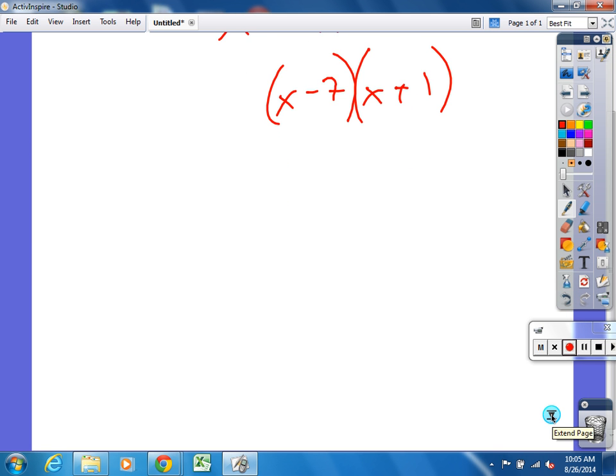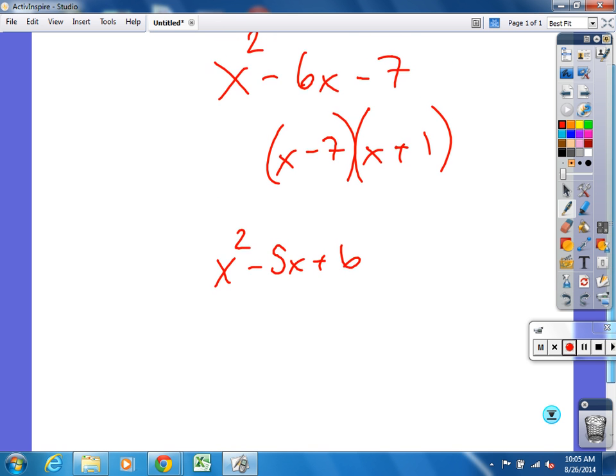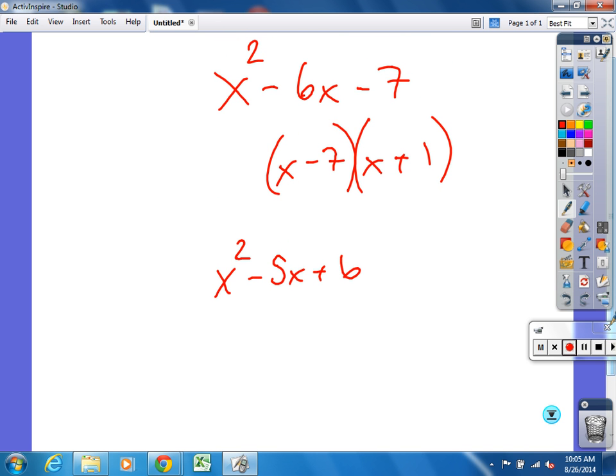What do you mean, like sign change? Like if I have x squared minus 5x plus 6, those same numbers, the negative 7 and the plus 1, they change. How do I know which one to put the negative with? That's maybe what you're asking. Notice, this has to be a negative 6. So if I did a positive 7 and a negative 1, that'd give me a positive 6.